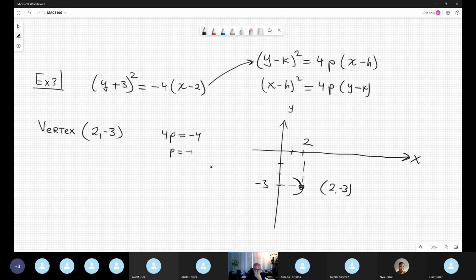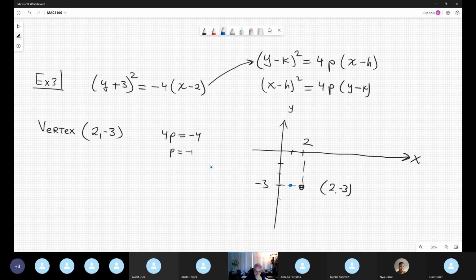And now, one more thing. We need to find the focus, which is -1. This is too small. So it is -1. Okay, let me erase this parabola that is no good. The focus is here. This distance is 1. Okay, P is 1. And the negative indicates left.